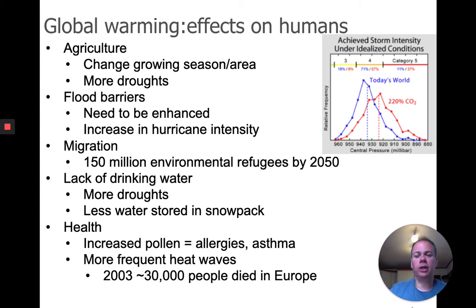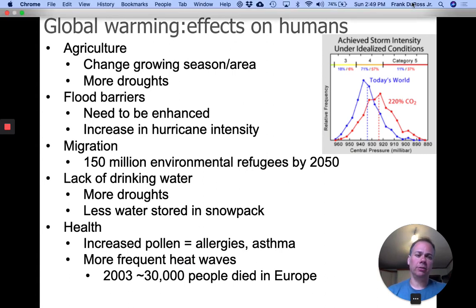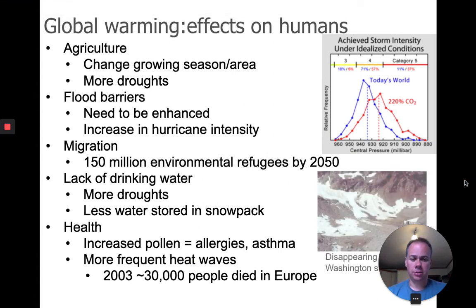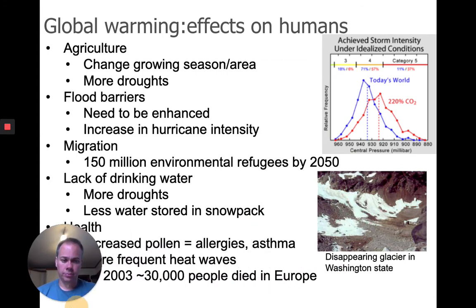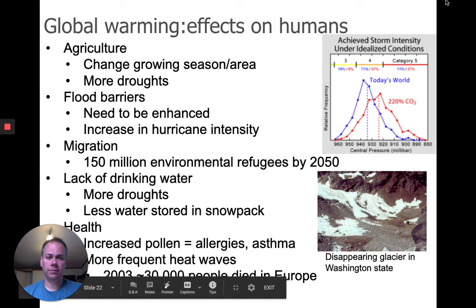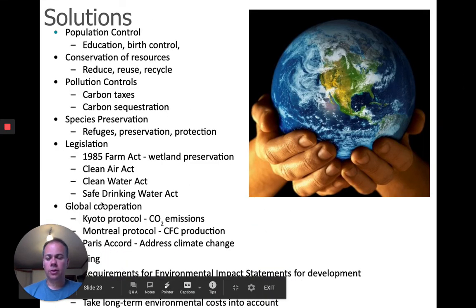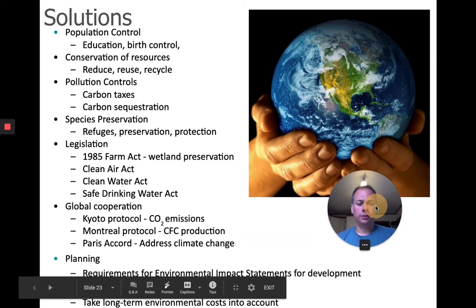It leads to a lack of drinking water, more droughts because there's less water in the snowpack because there's less snow. There's increased pollen, allergies, asthma, more frequent heat waves. So there are a whole host of negative consequences of this climate change. Okay, glacier is melting. So it's kind of depressing, I know.